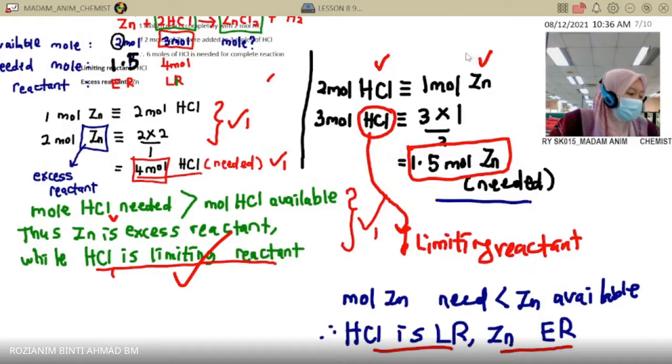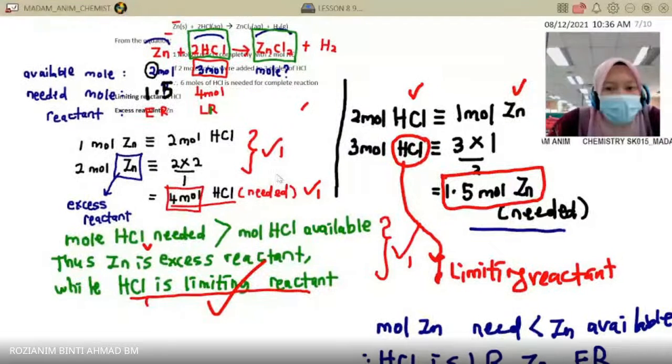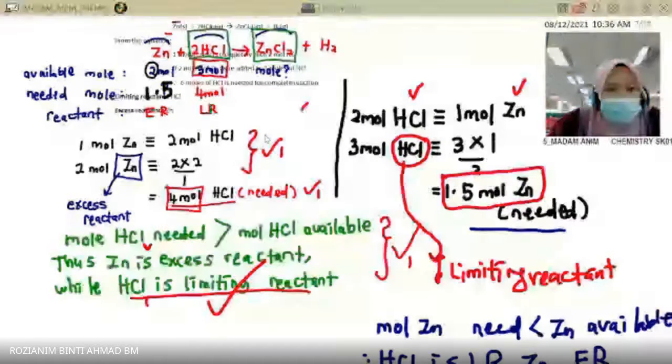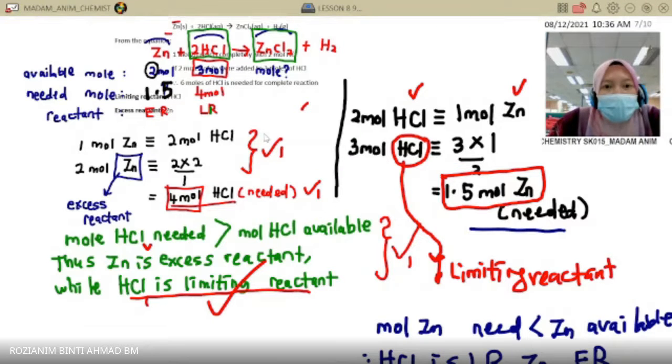Alright, okay, so sekarang ini pukul apa sekarang? Oh, nak habis masa dah. Okay. So, daripada data ini, kalaulah saya proceed to another question: how many reactant remain at the end of the reaction? Apa jawapan kamu? Berapakah mole remain at the end of the reaction? Siapa yang masih tinggal? Limiting reactant ke excess reactant?